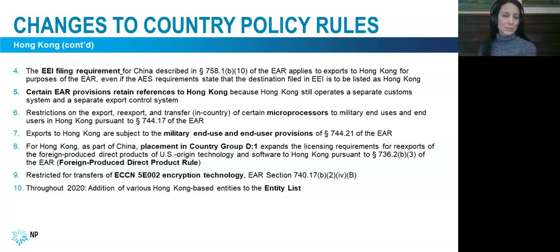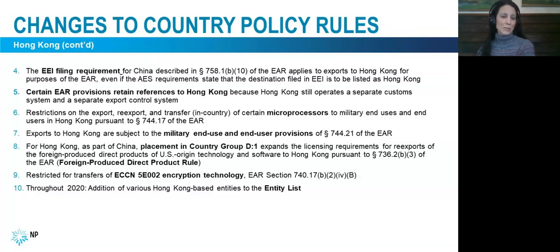That's a problem. When the foreign produced direct product rule applies, what does that mean? I'm going to simplify that. That means I'm abroad, I'm producing an item, say, a laser, and my technology, right, my know-how, the secret sauce, comes from the U.S. I don't have any content in my item. Let's say my laser has 0 physical U.S. content, but the know-how came from the U.S., for example, because of an acquisition or a licensing arrangement or whatnot.